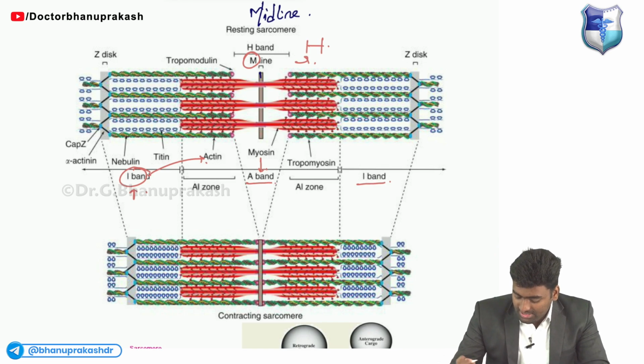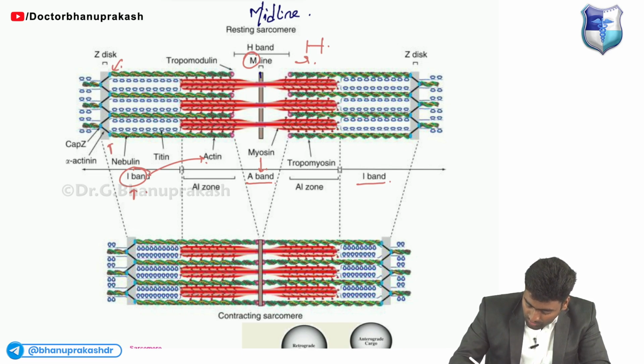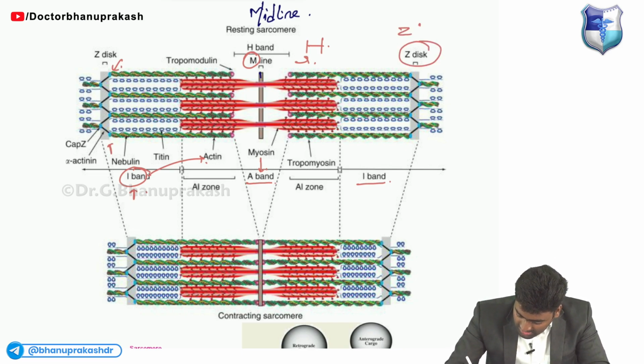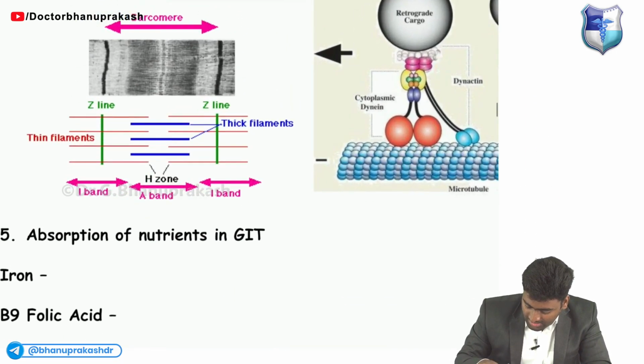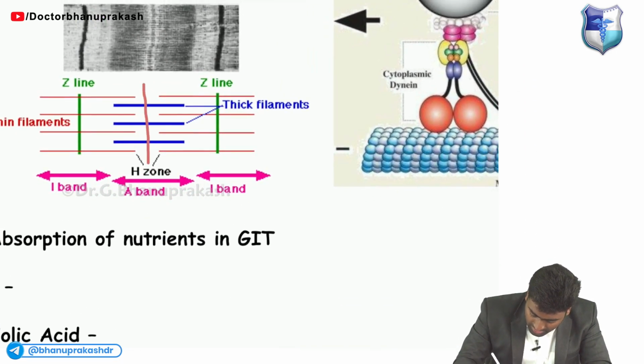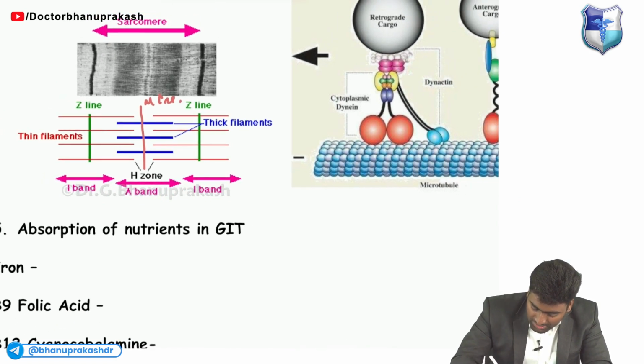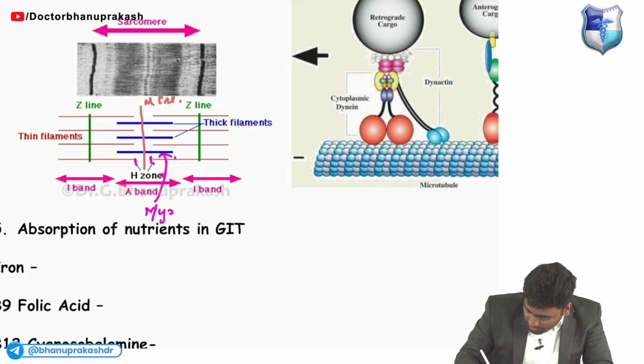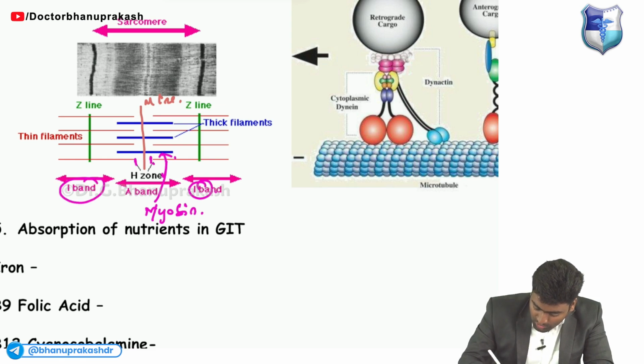Okay, and you need to know that both ends of this I band will be connected by this line, which is known as the Z line. So for this understanding, the midline is the M line, and adjacent to it is known as the H zone. We have this protein myosin, which is seen in the A band. And this I band has 2 proteins: one is the actin, and this is the myosin. Okay, the same myosin.